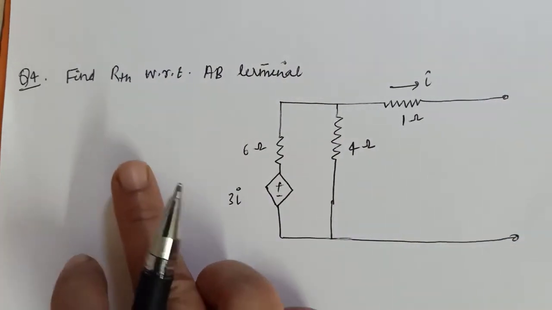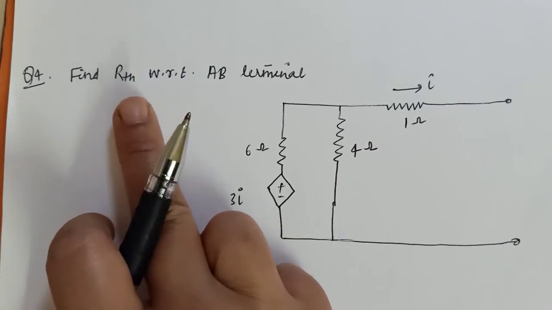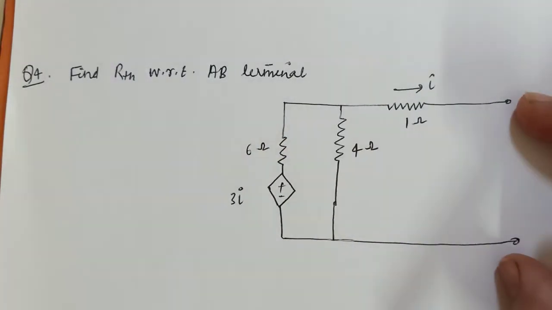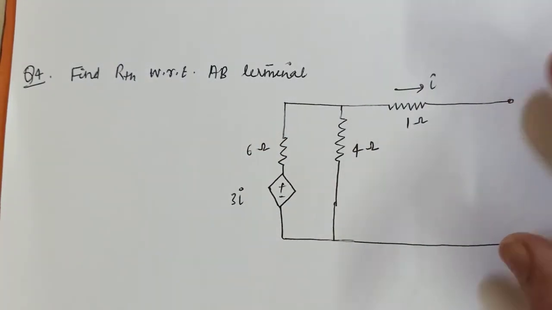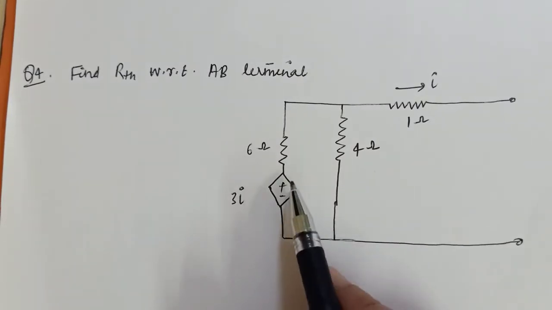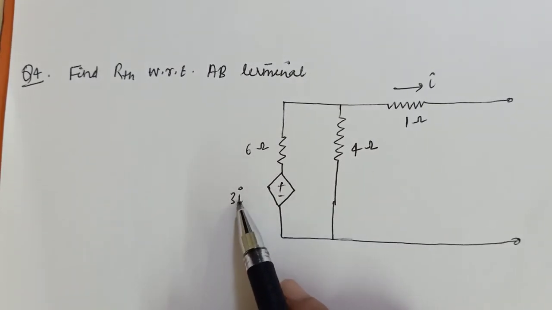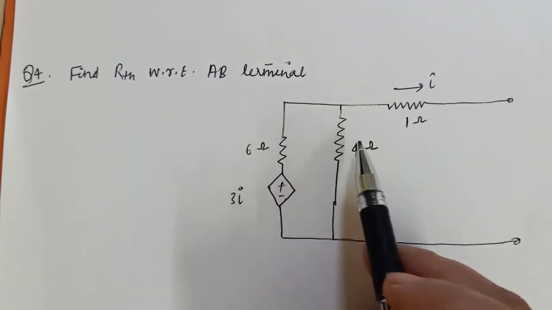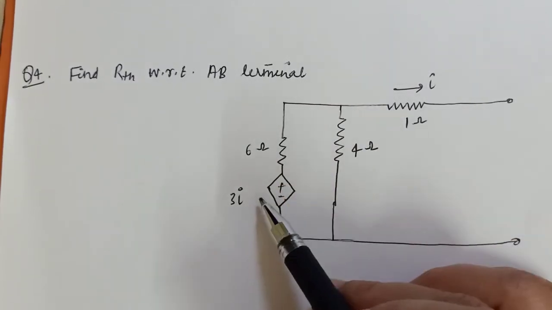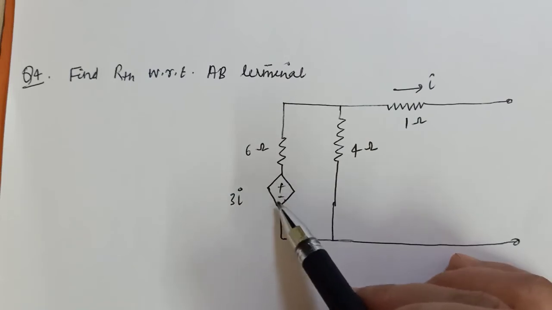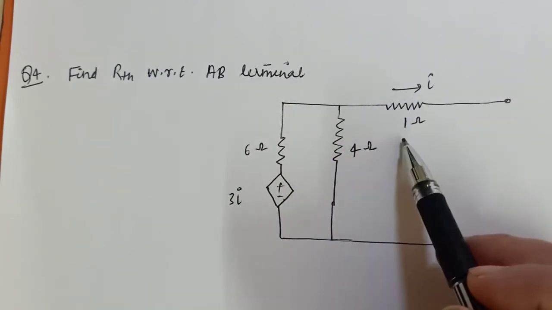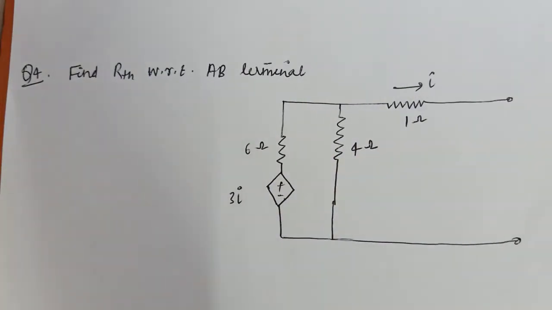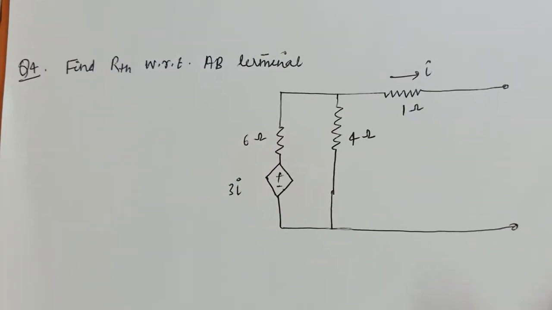In this question, you need to find the RThevenin with respect to the AB terminal. Here also only dependent sources are there. This is a current dependent voltage source. A 6 ohm resistor is connected, a 4 ohm resistor, and this voltage source is depending on the current flowing through the 1 ohm resistor. So here also VThevenin will be 0.